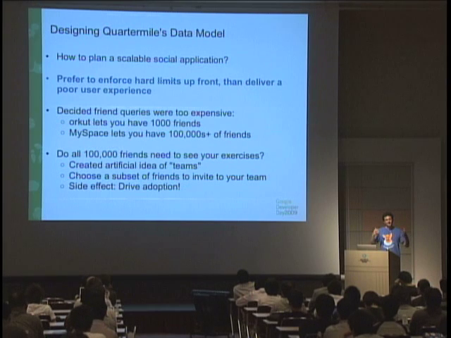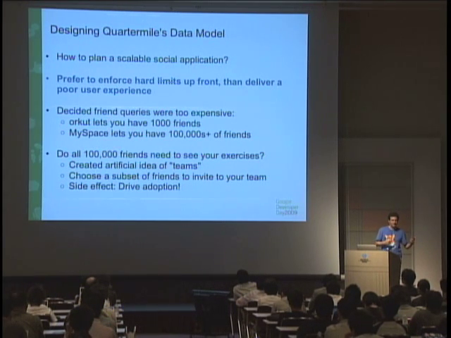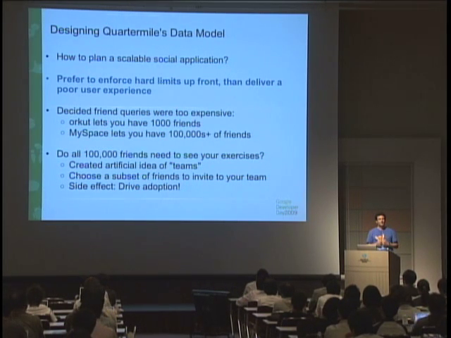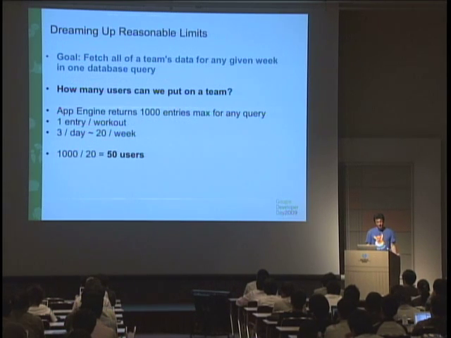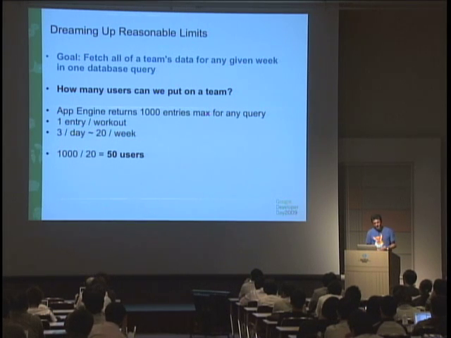And actually, this idea was pretty good because when you want to invite your friends to a team, it kind of forces you to choose some friends that you're going to invite to the application, and that drives adoption. So thinking creatively about the constraint can boost your creativity and can actually be pretty good for the application. So then the next decision when he decided to make the teams is how many people will I put in terms of limit per team.